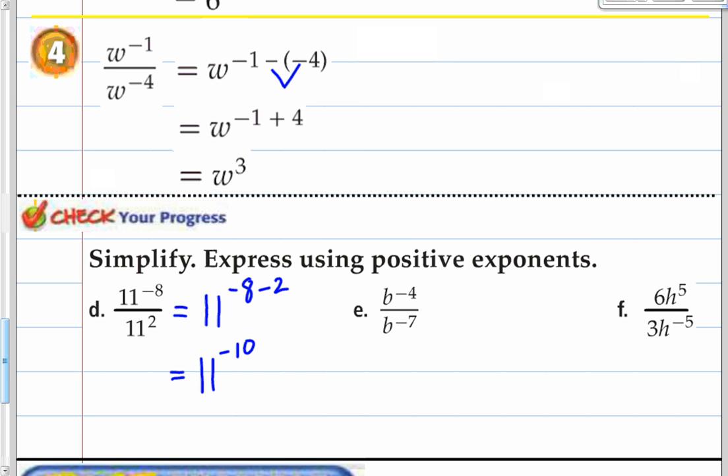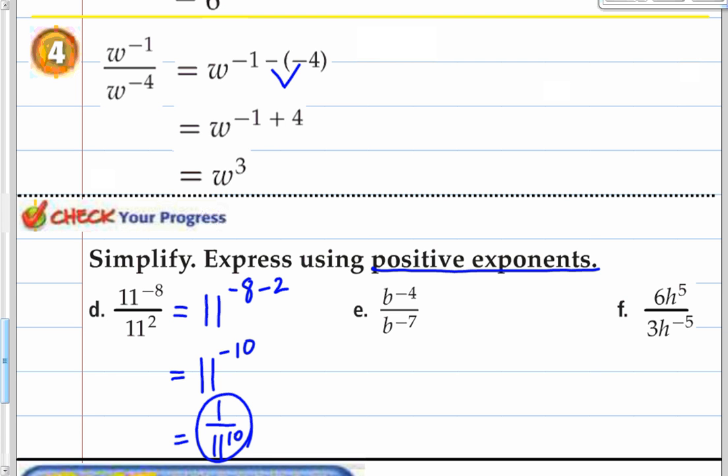Now it says express using positive exponents. This is not a positive exponent. That says 11 to the negative 10 power. Again, from yesterday's lesson, if you remember, 11 to the negative 10 power is the same as the reciprocal of 11 to the 10th power, which is 1 over 11 to the 10th power. There is your final answer. No more negative exponents.